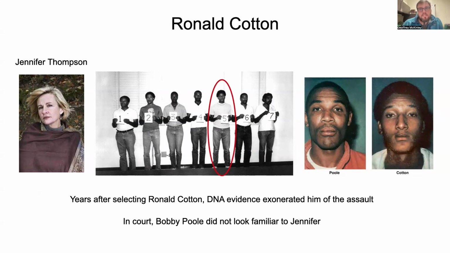Well, for whatever reason, Ronald Cotton was put into a lineup instead of the real person, who was named Bobby Poole. And at first, she said, when she was first shown the lineup, "Well, I don't know. I don't know if the person's in this lineup. It could be five, but I'm not that confident about it." So she wasn't really even that confident about it.